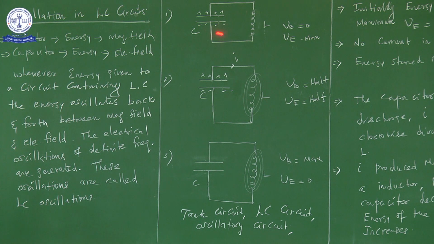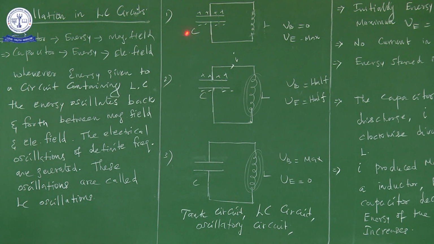First of all, we are taking one capacitor and one inductor. When the capacitor and the inductor are connected in parallel, the circuit is said to be an LC circuit, or tank circuit, or oscillatory circuit. These are three very important names, remember them well: LC circuit, tank circuit, oscillatory circuit.